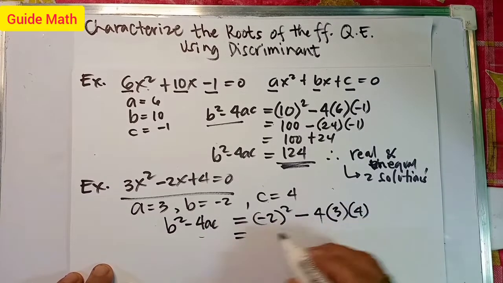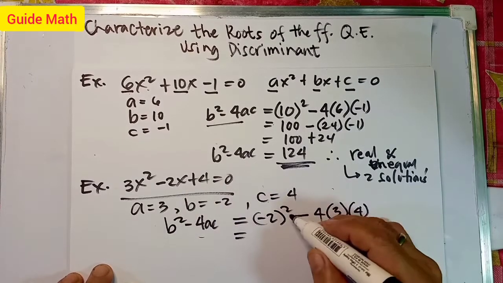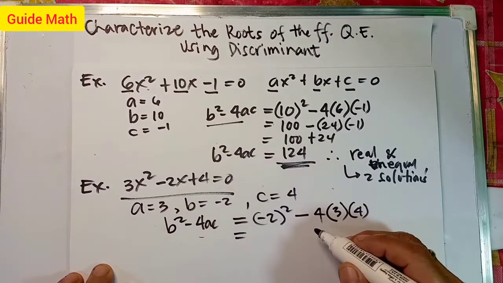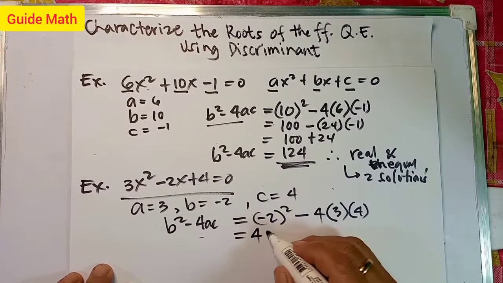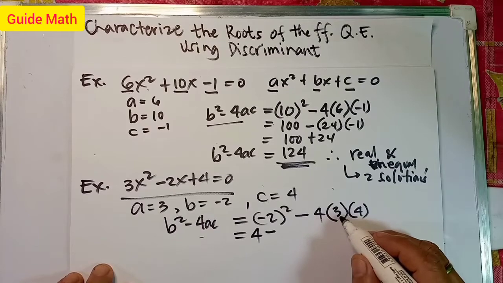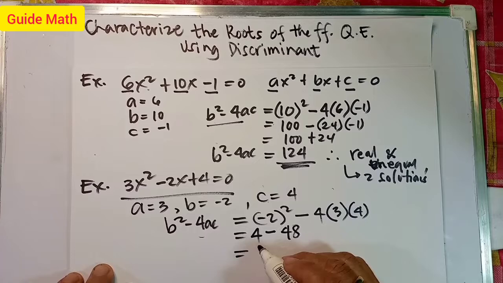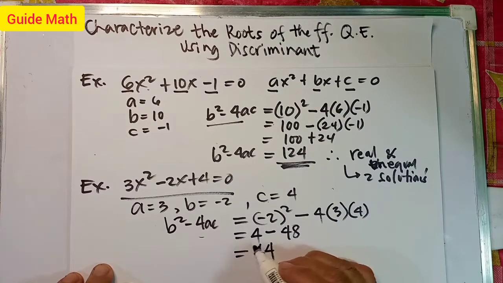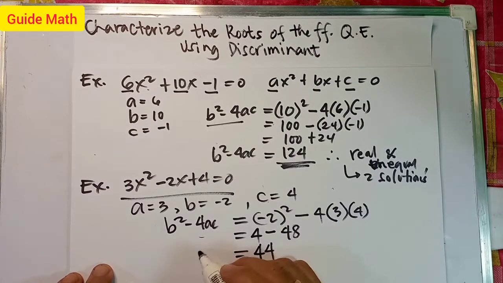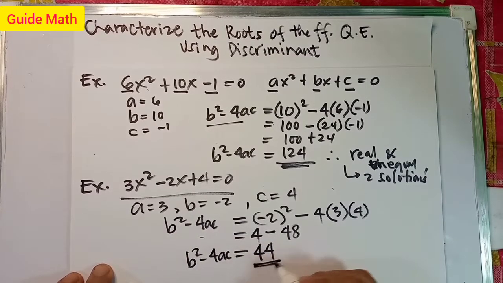Then this will become equal to negative 2 times negative 2, since the exponent tells how many times the base is to be multiplied by itself. Dalawang bases, so negative 2 times negative 2, that is positive 4, minus 4 times 3 is 12, times 4 is 48. Therefore, this will become equal to 4 minus 48, which is negative 44. Applying the combination of integers, then our b squared minus 4ac is equal to negative 44.